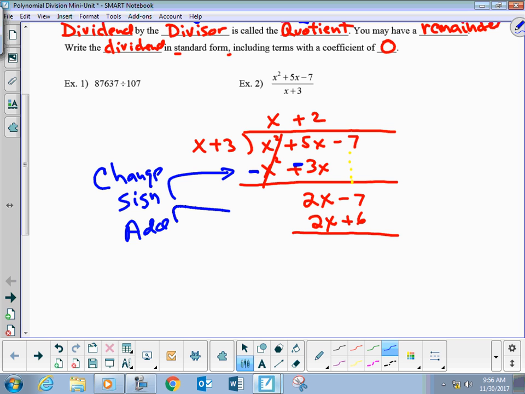Now, once again, I am going to change the signs, and I'm going to add. So this is now minus 2x and minus 6. So when I add, the 2x's cancel, and I get minus 7 plus minus 6. I get minus 13.